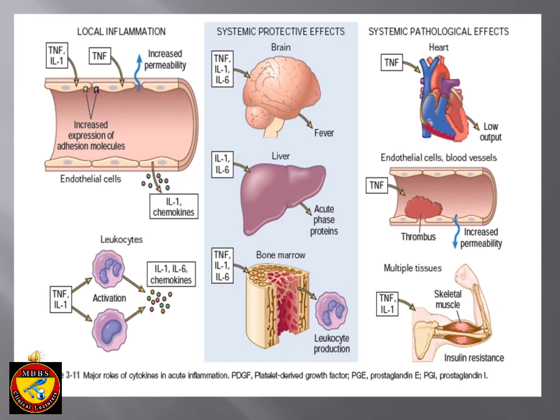Then there are the multiple tissues, like skeletal muscle. It acts as an insulin resistant cytokine, so glucose can be utilized where the energy is needed during the acute inflammation instead of going to the skeletal muscle, which is not needed right now, right? So it is for major organs like liver, heart, brain. So it preserves energy by increasing the resistance of insulin in the skeletal muscles.